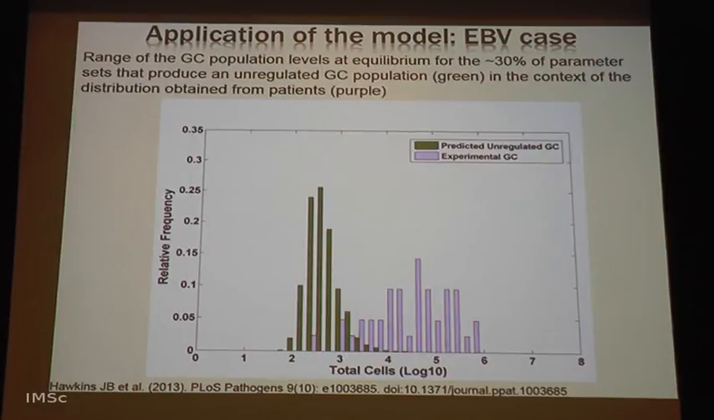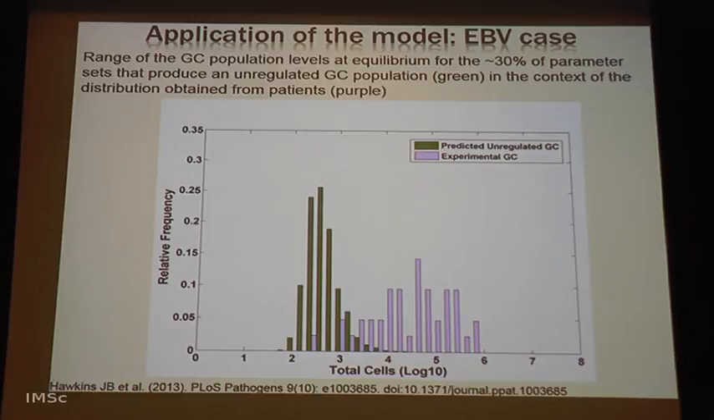And we did a similar thing with the germinal center population. So the size of the germinal center population at equilibrium, at those equilibria that we get when we interrogate the model after randomly drawing a set of parameters.